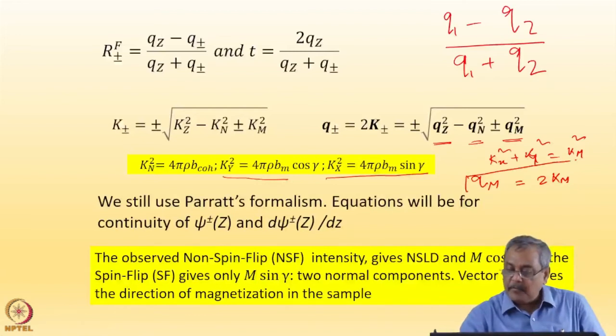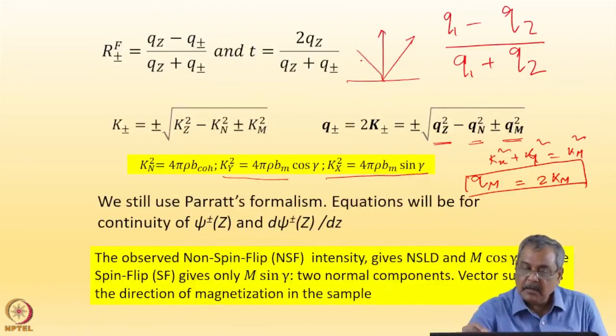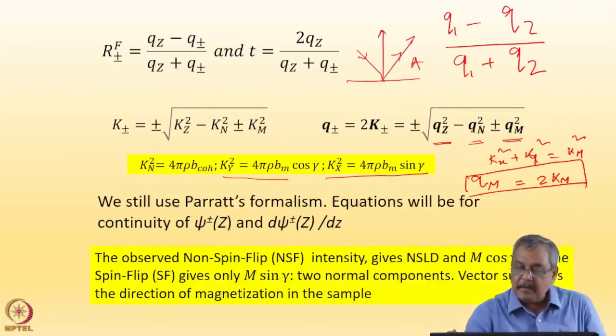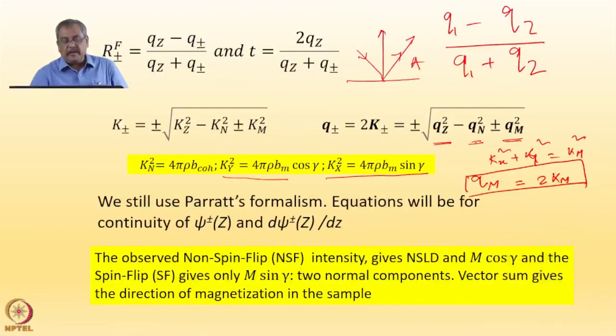So I can write it in terms of Qz and Qn. Qz is the value in air, without any refraction effects. This was Qz for the beam in air. But Q plus and Q minus are the propagation vectors in the medium, which depend on the nuclear as well as the magnetic part. So now still we will write down the Parratt formalism.